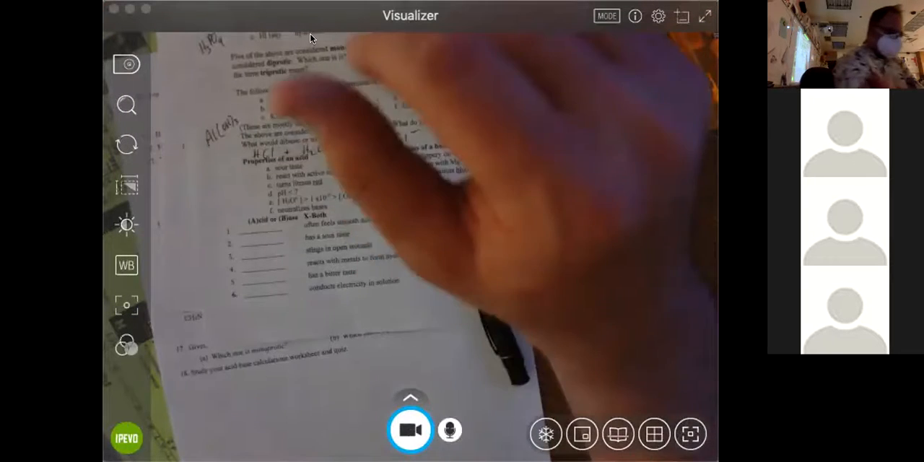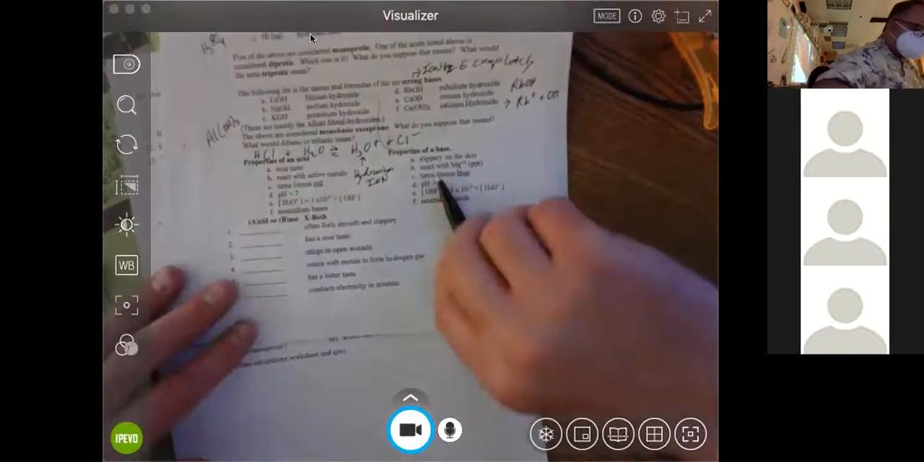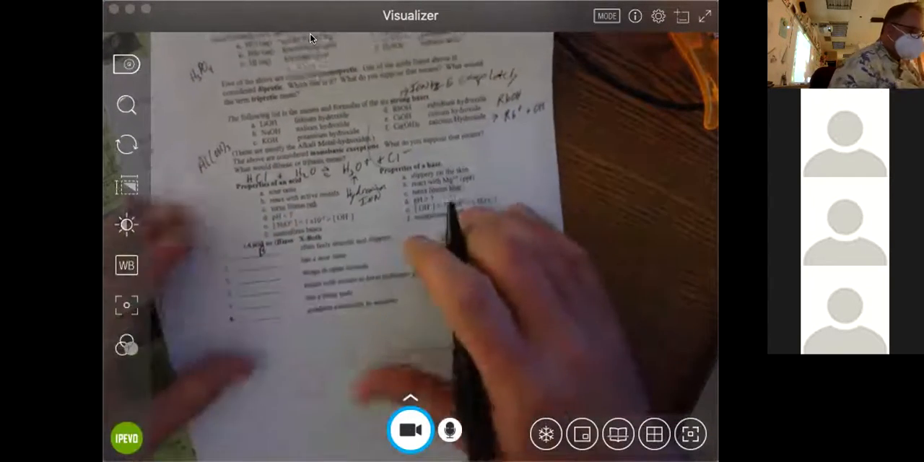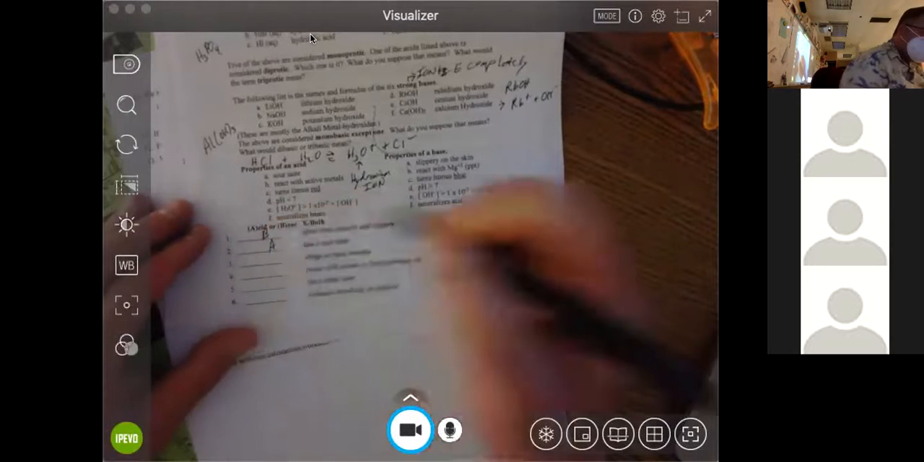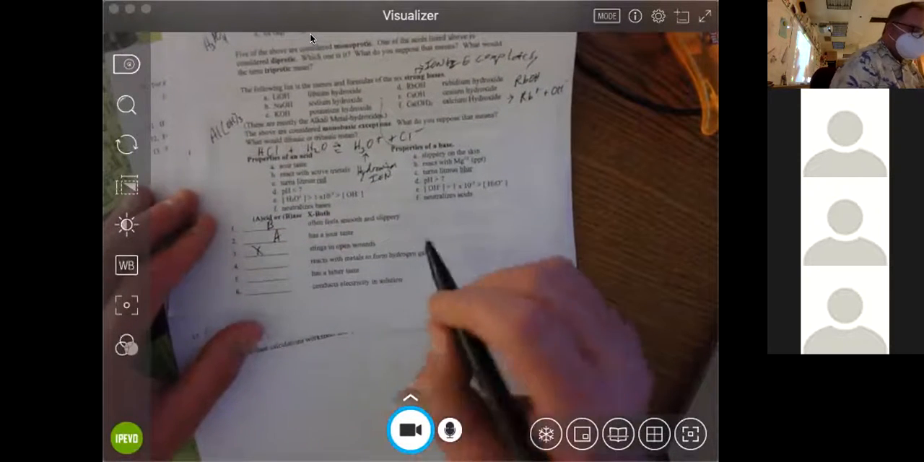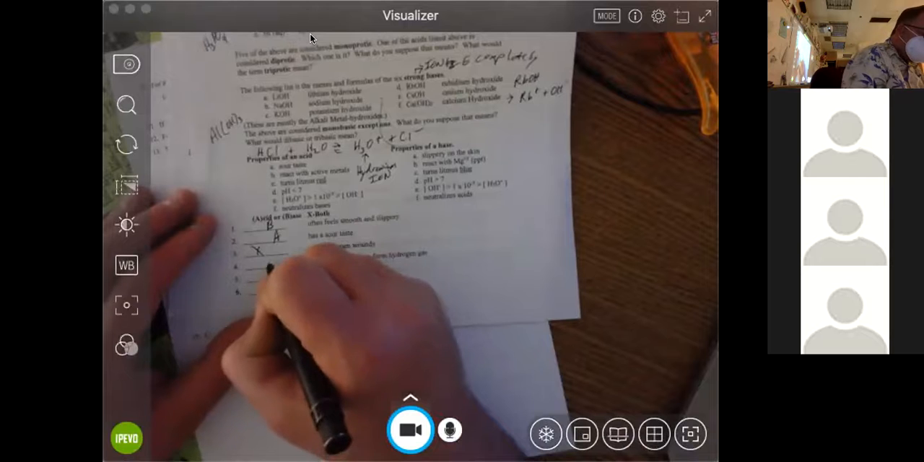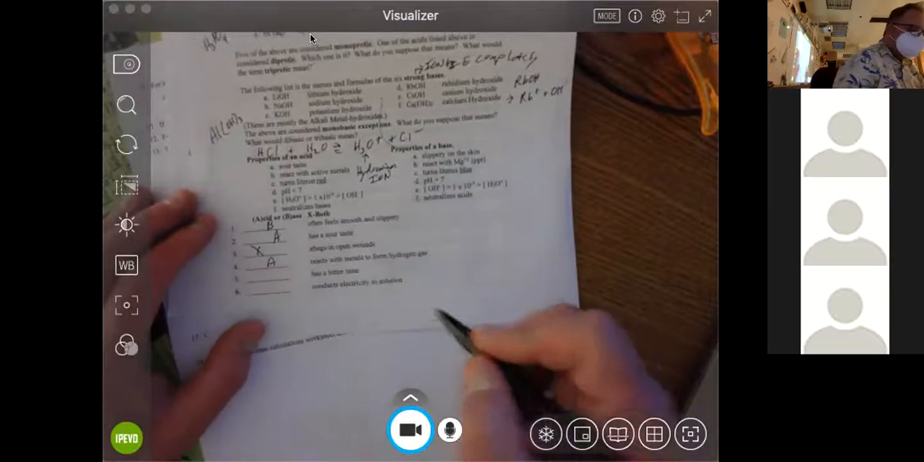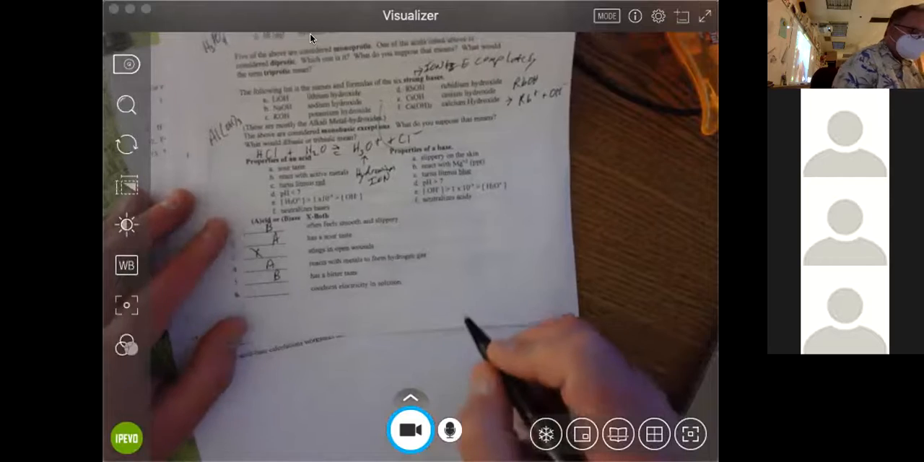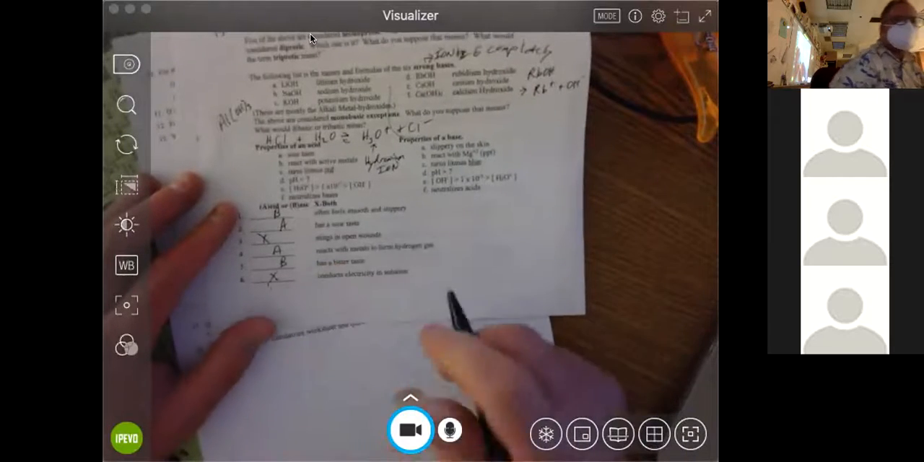All right, let's take a look here. It feels smooth and slippery. That is a base. Has a sour taste. That's an acid. Stings in an open wound. That would be both of them. Reacts to metals to form hydrogen gas. That would be an acid. Has a bitter taste. That's a base. Conducts electricity. That's both of them.